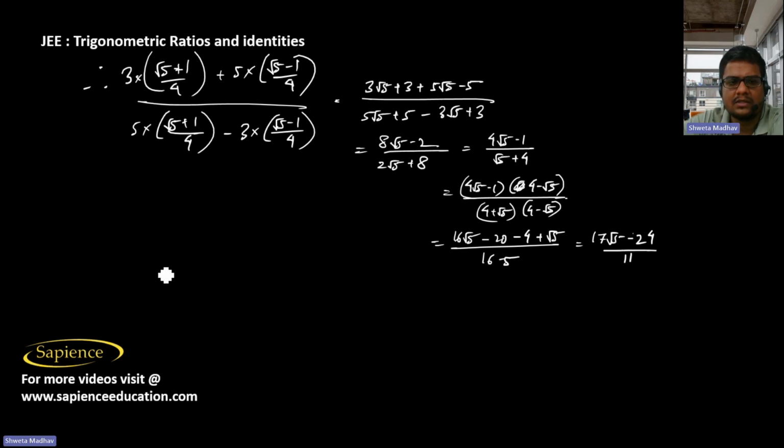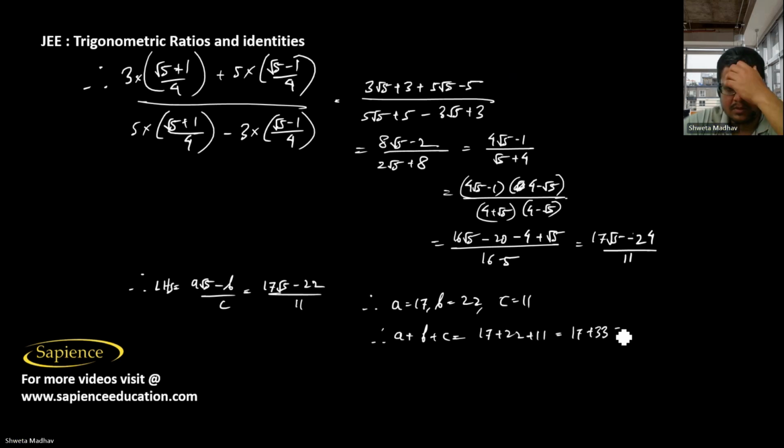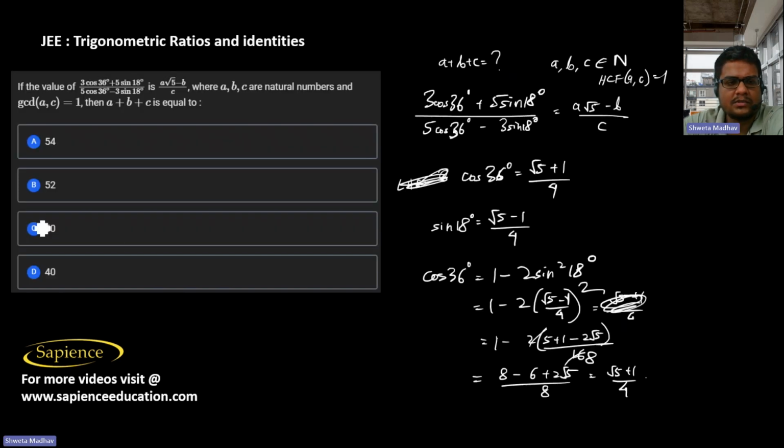So now 17 and 11 are obviously co-prime, which means their HCF is 1. So therefore the left hand side value, which is told as (a root 5 minus b) by c, is equal to (17 root 5 minus 24) by 11. So therefore I can say a is 17, b is 22, and c is 11. Then a plus b plus c you have to find. So a plus b plus c is equal to 17 plus 22 plus 11. So that is 17 plus 33, 30 plus 7 is 40, 40 plus 10 is 50. So this is equal to 50. So option C is the correct answer.